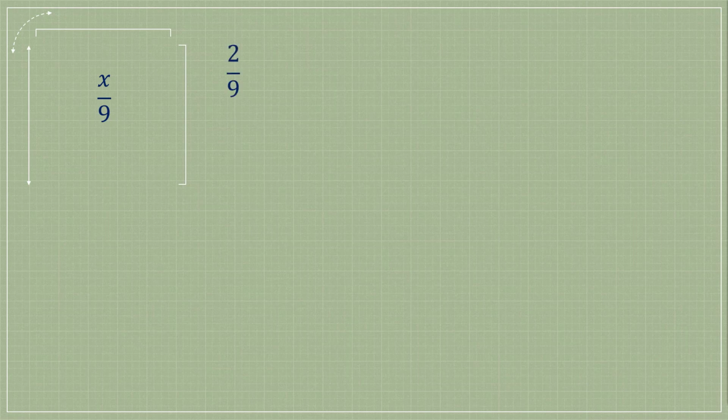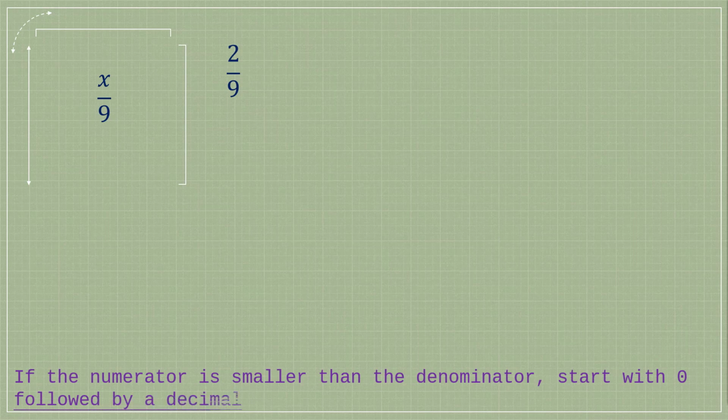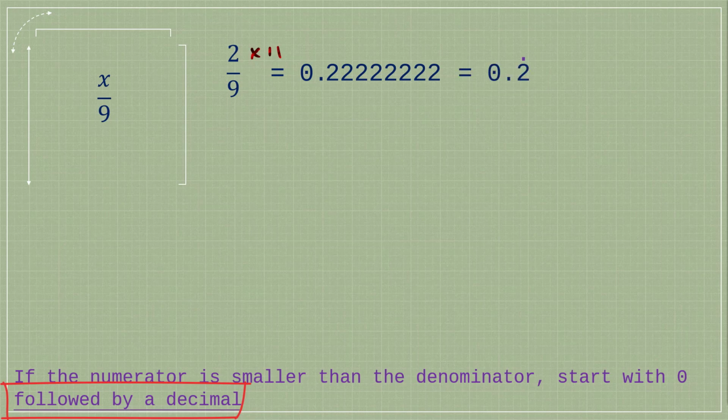2 over 9. One simple rule when you are expressing a fraction as a decimal is that if the numerator is smaller than the denominator, we will always start with 0. The next step is very easy. Multiply the numerator by 11 and you have your answer. 2 times 11 is 22. The 2 will be recurring. So, 2 over 9 as a decimal is 0.2 recurring.